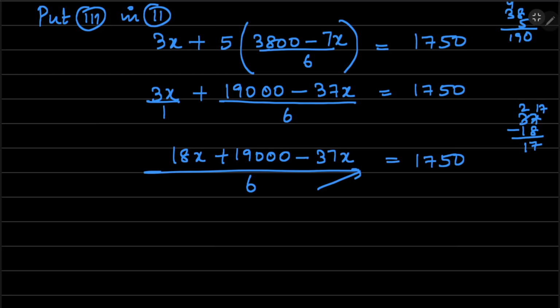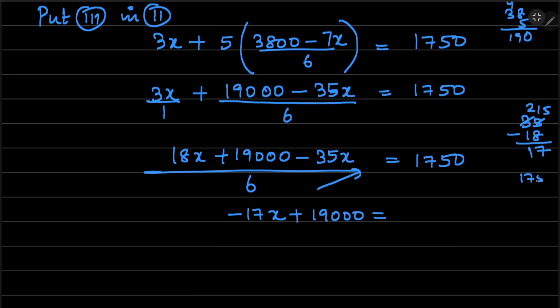Okay, sorry, here I made a mistake. 7 into 5, right? 5 sevens are 35. So here it is 35. So 35x, 35x. So let's correct it. 35 minus 18 is what you have to calculate. So 15 minus 8, again 7. So you will be getting minus 17x in the numerator plus 19,000 is equal to 1750 multiplied by 6.